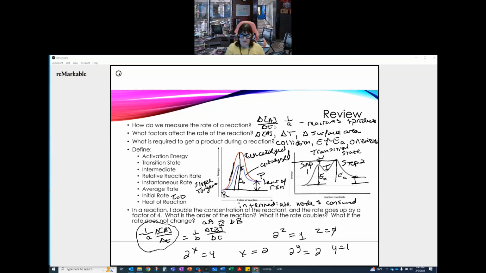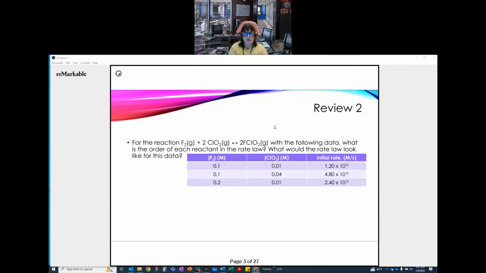All right, what else can we look at? Oh, here we go. For the reaction F2 plus 2ClO2 goes to 2FClO2 with the following data, what is the order of each reactant in the rate law? Okay, so how am I going to find this? Well, I need to look at what data I have. So in my first column, that F2, I have the same concentration for the first 2 rows and different concentrations for the ClO2. So I can use those 2 rows to find out what the order is with respect to ClO2 because the F2 hasn't changed.